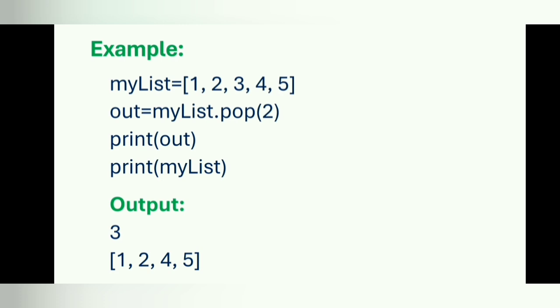The index of the first element in the list is 0. The second element is 1, and so on. The variable out stores the removed item returned by the pop method. The first print statement print(out) will display the removed item from the list. The next print statement print(mylist) will display the modified list: 1, 2, 4, 5.